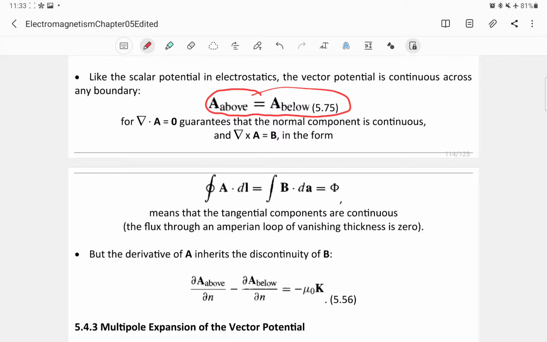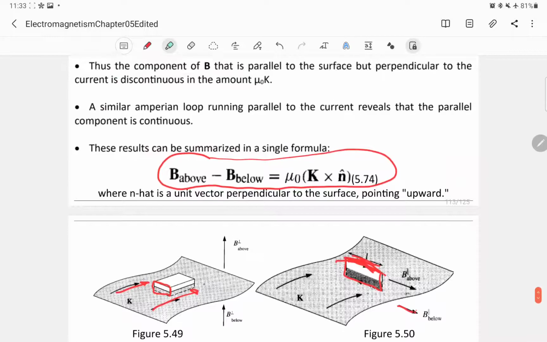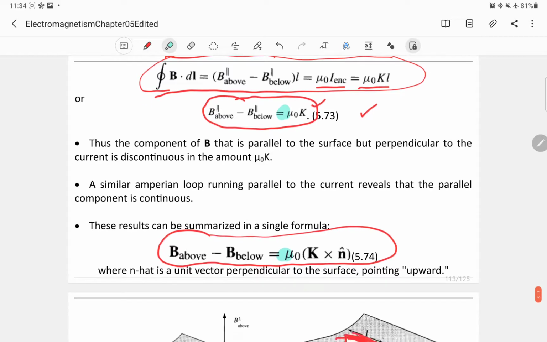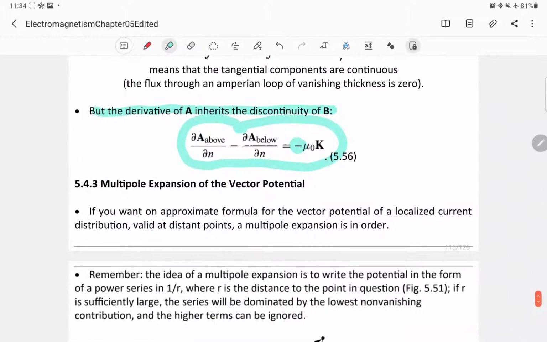But the derivative of A in here is this discontinuity of B. Of course, you have B being a curl of A, so that is natural. But in this case, you have a negative sign, and here you have a positive sign here. But anyway, if you do the problems, you will be able to explain it to yourself.